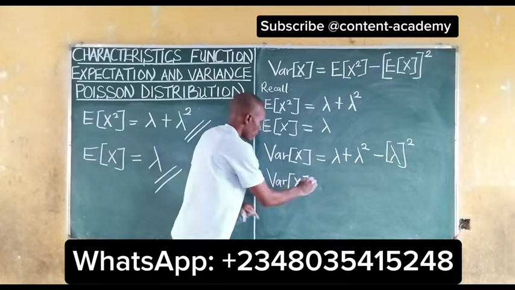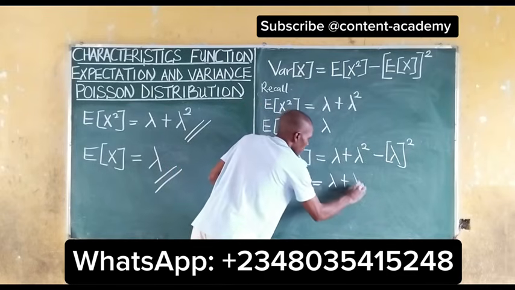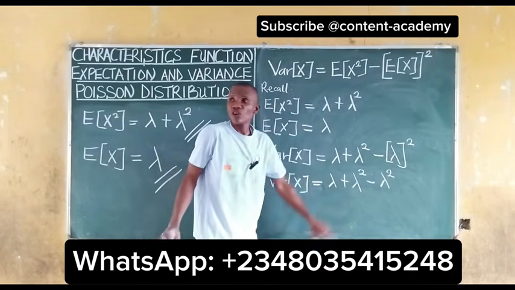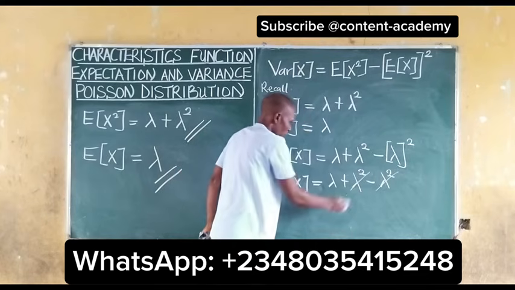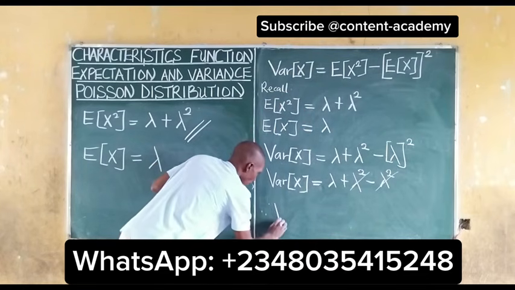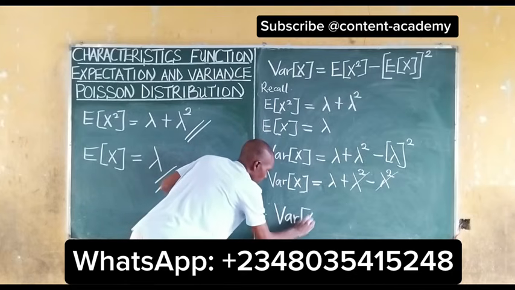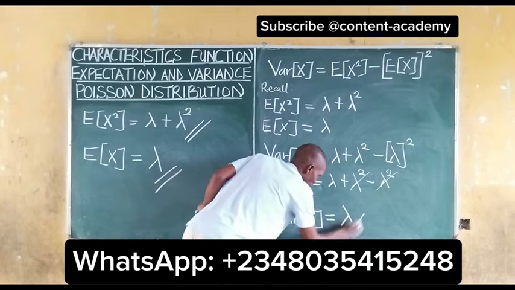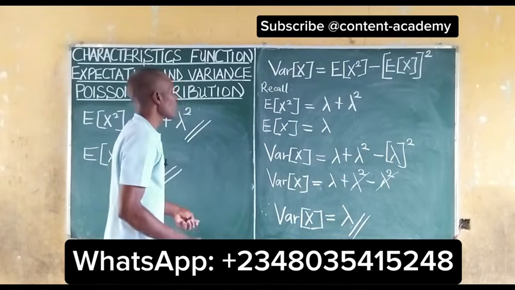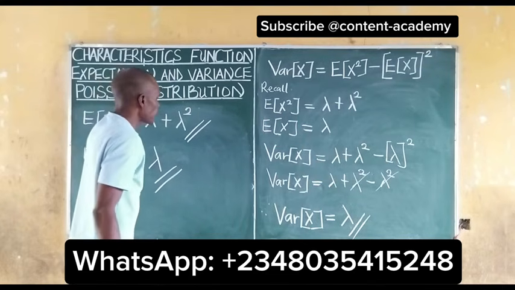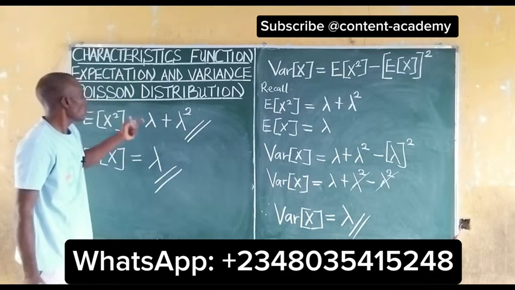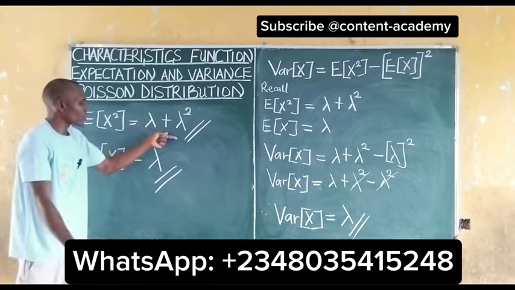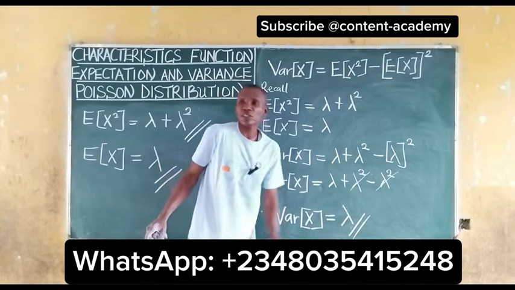So our variance will now be lambda plus lambda squared minus lambda squared. So this is what we got. Of course, this can cancel this. So it then means that our variance of x is equal to lambda. So we have succeeded in finding the expectation and variance for the Poisson distribution. For the expected value of x, we got this. For the expected value of x squared, we got this. And for the variance of x, we got lambda.